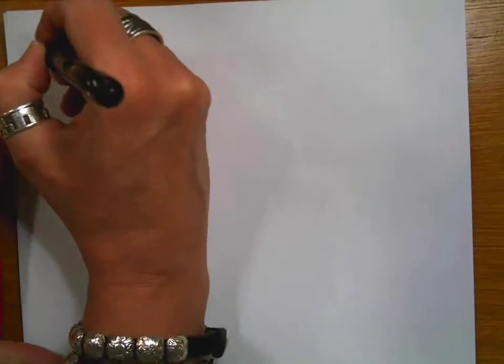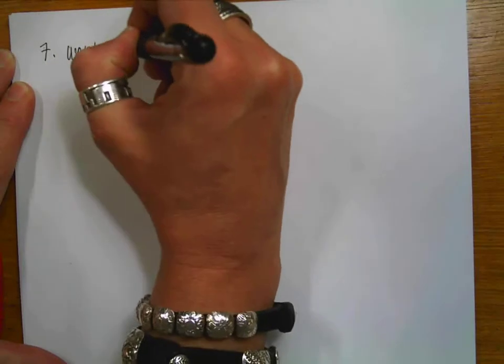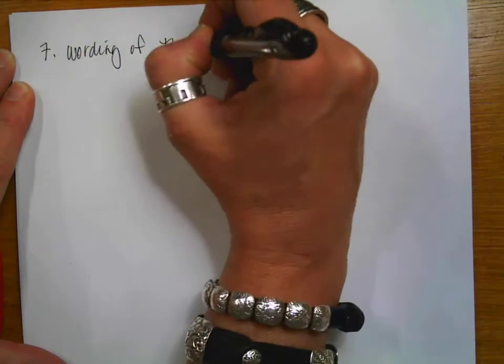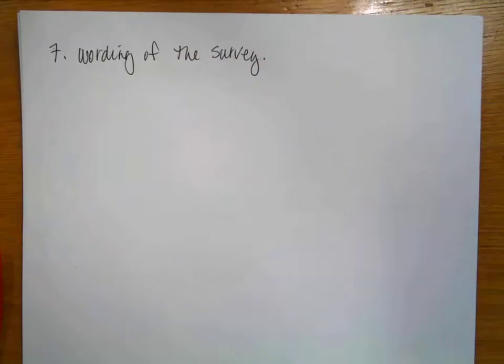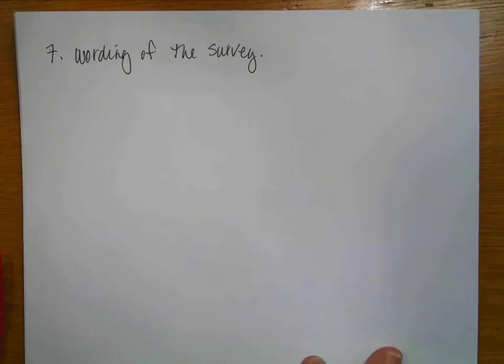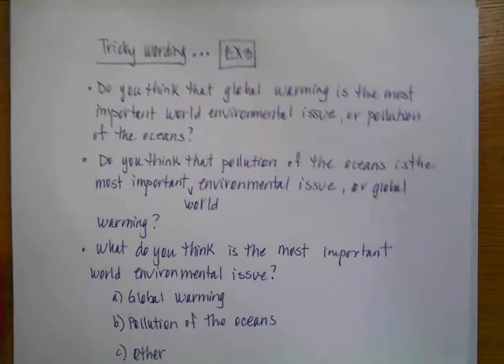All right. Number 7 is going to be the wording of the survey. And this is a huge one. So if you'll think about the surveys that you guys get as students at Flag High, and oftentimes students will be asked to fill out a survey. And there's a lot of thought that goes into how the survey questions are worded because oftentimes the survey questions bias a particular response. So here is an example.